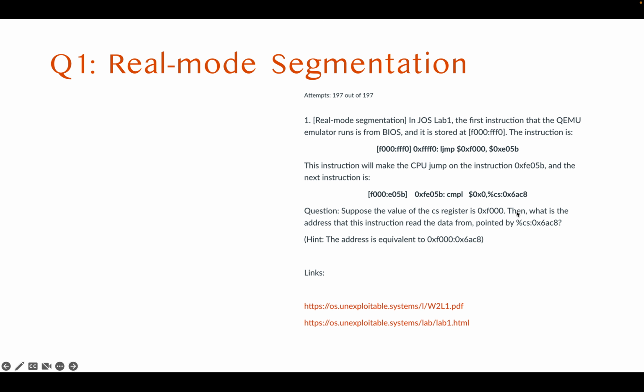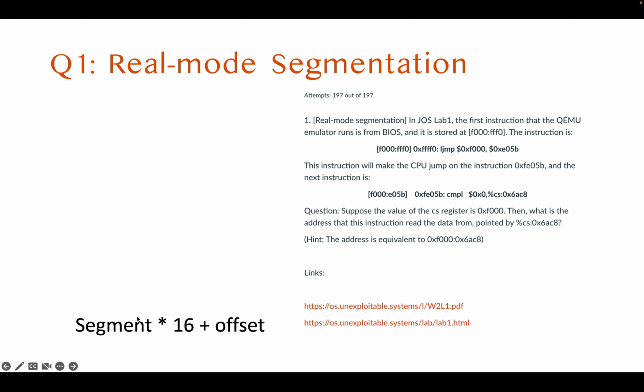So what is the address that this instruction reads the data from? It tries to read the data stored at CS colon 0x6AC8 and compare it to the value 0. What we are curious about is the exact address pointed to by this segment and offset pair. So the address is equivalent to 0xF000 colon 0x6AC8, but we know how to calculate the address with this segment and offset pair.